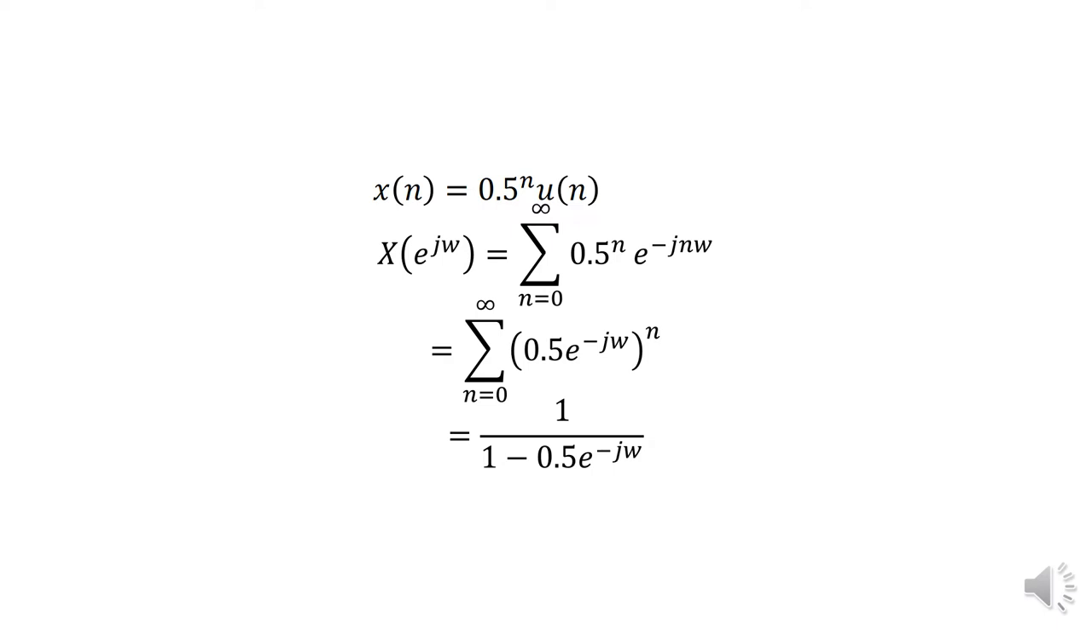That means, it is like this: you will draw the u[n] function, then you can draw the 0.5 to the power n function. Then when we multiply these two together, there will be values only from n equal 0, because all the other values will be cancelled when we are multiplying by 0, because u[n] only exists from n equal 0. Therefore, the summation we can write from n equal 0 to infinity, 0.5 to the power n, e to the power minus jn omega.